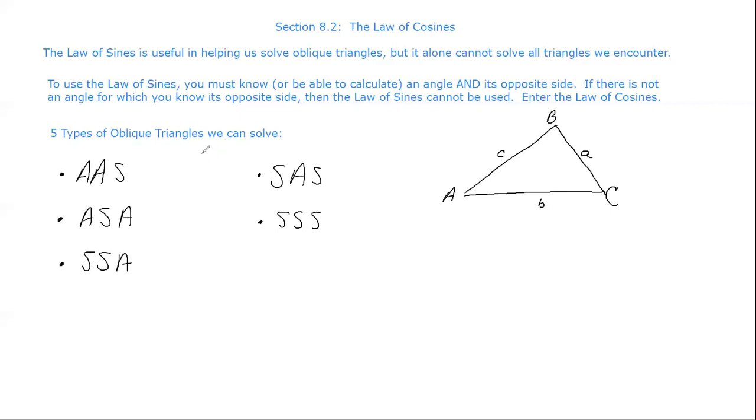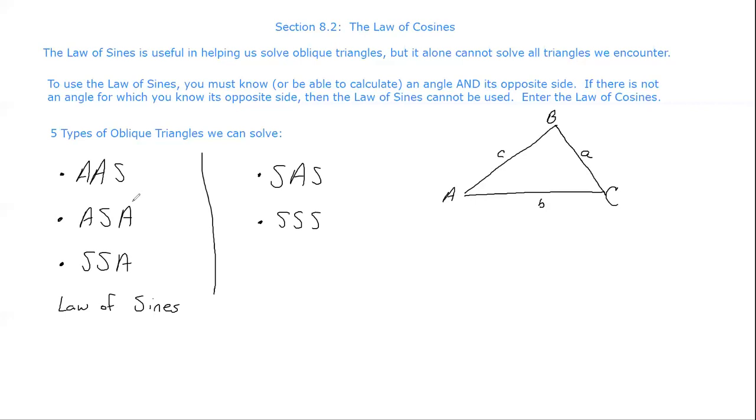So if we split these into two groups, then these 3 on the left-hand side, we can use the law of sines to solve these 3 types of triangles, because in all cases, you either know an angle and its opposite side, or you can find the angle and its opposite side just using the rule that there's 180 degrees in a triangle.